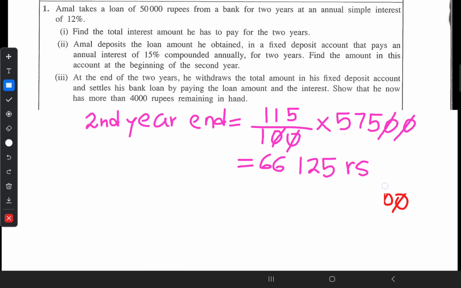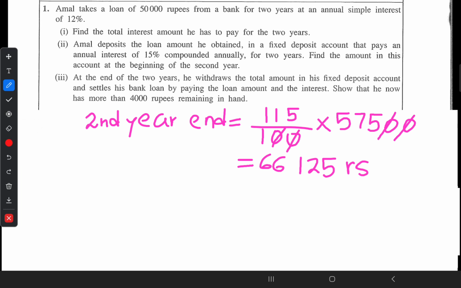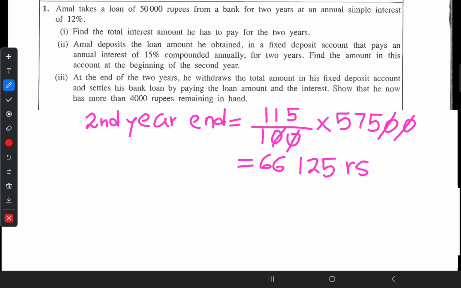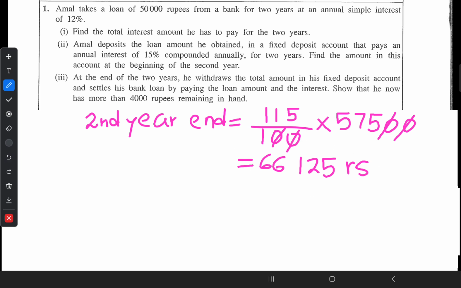After the end of 2 years, the amount he deposited in the fixed deposit is now 66,125. This is the amount in his bank account. Then at the end of 2 years, he withdraws the total amount in his fixed deposit account and is going to settle the bank loan. He already borrowed a loan, so he has to settle that loan. To settle the loan, how much does he need?